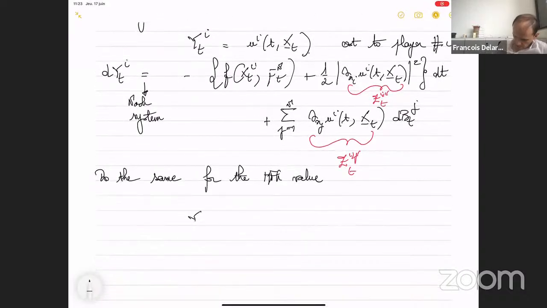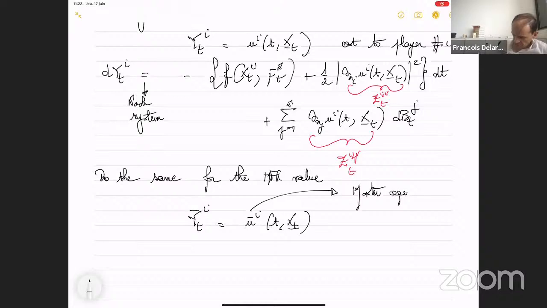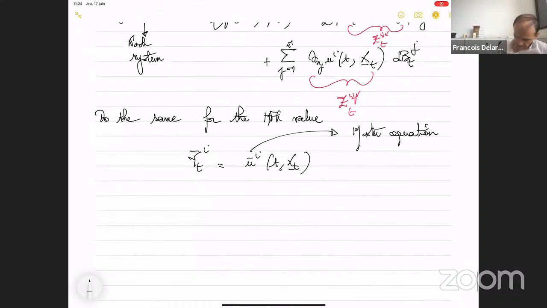And so you let Y bar_t^i be U bar^i(t, X underline_t). So this guy is really computed by means of the master equation. So this is really the value of the mean field game. And I remember that somehow I want to prove that the equilibrium value of the game with n agents is close to the equilibrium value of the mean field game. So it makes sense to do this. And you expand in a similar manner.